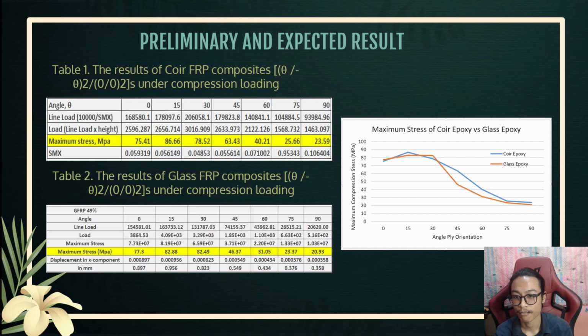As you can see here, Table 1 and Table 2 show the maximum compressive stress of glass epoxy and coir epoxy composites with various layup sequences. From the table, it is observed that the maximum compressive stress gradually decreases as the angle of fiber orientation increases. Glass epoxy with volume fraction of 49% possesses the greatest compressive strength at 0 degree, followed by coir epoxy, with maximum values of 77.29 MPa and 75.41 MPa respectively.